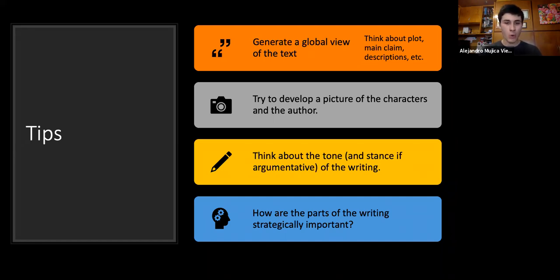Think about the tone and the stance if it is argumentative. Stance is a word that you might not know. Stance means postura, means like what I think about something. Do I see something in a positive light? Do I see something in a negative light? What is my argument about this thing? Like, am I in favor or am I against or whatever?